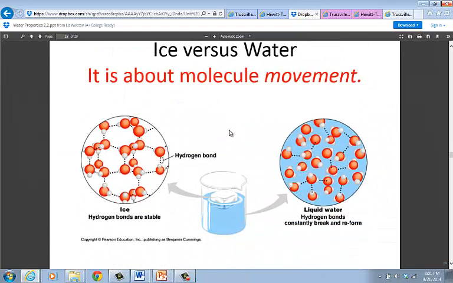All right, so ice versus water. It's all about molecule movement, okay? So obviously gas, the water molecules are moving very quickly, and they're moving around very rapidly because those hydrogen bonds have been broken. Liquid water, you can see these bonds, but you'll notice those bonds are a little larger here. The length is a little larger than here in ice.